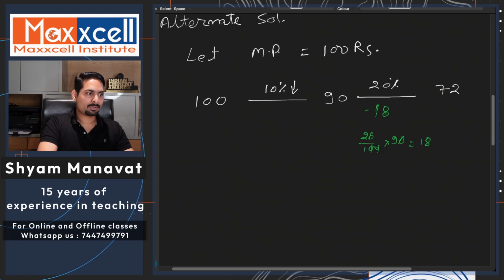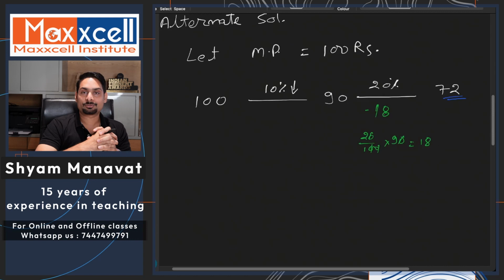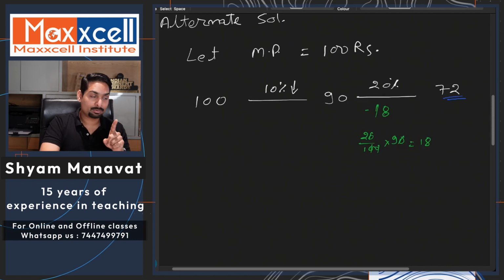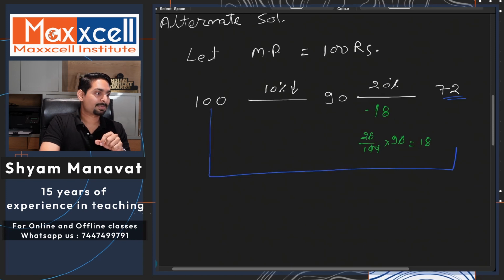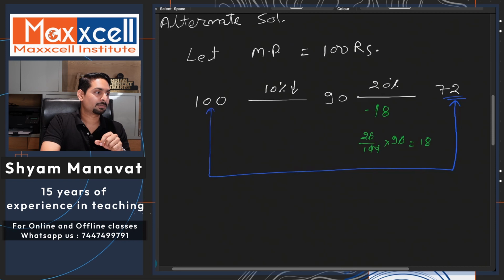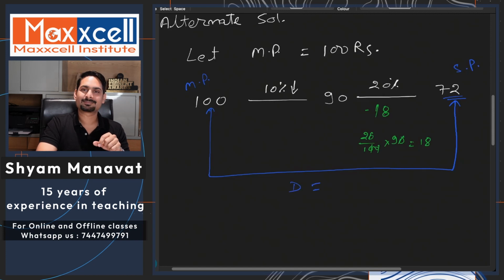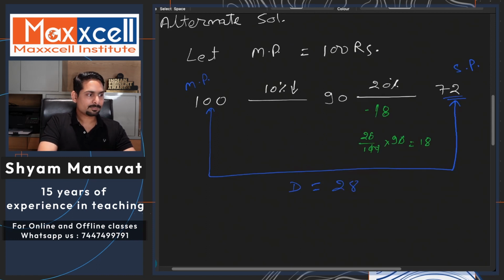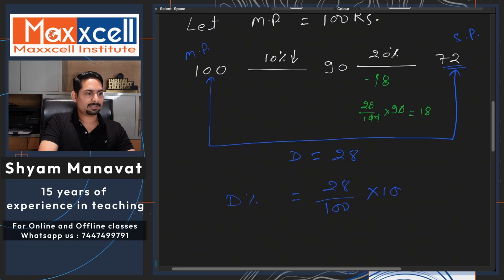Now see, this is your final price, the price at which the shopkeeper is selling. So that is the final selling price. Now you know that the difference between mark price and selling price is discount. Difference between mark price and the final selling price is discount. So here you can see the discount is 28, right? Because we are starting from 100, discount percent calculated on the mark price already being 100, we can directly say that is 28%.